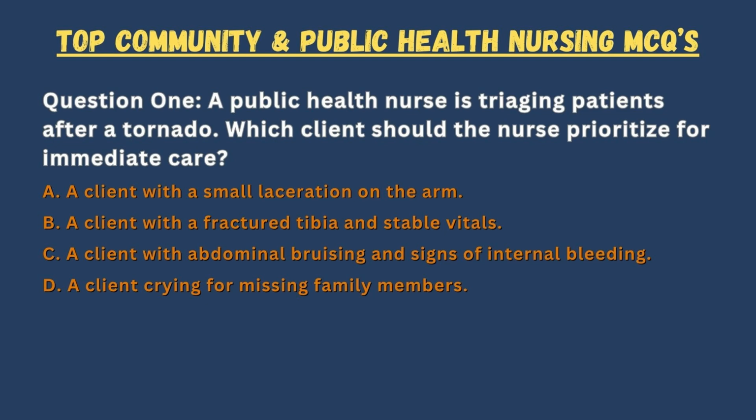Question 1. A public health nurse is triaging patients after a tornado. Which client should the nurse prioritize for immediate care? A. A client with a small laceration on the arm. B. A client with a fractured tibia and stable vitals. C. A client with abdominal bruising and signs of internal bleeding. D. A client crying for missing family members.